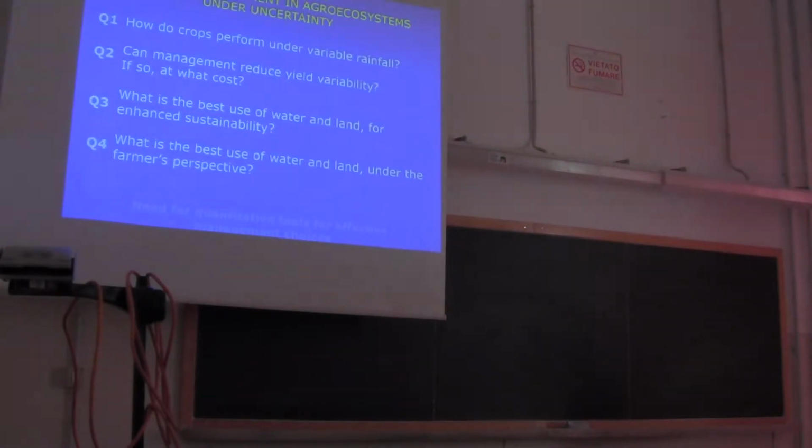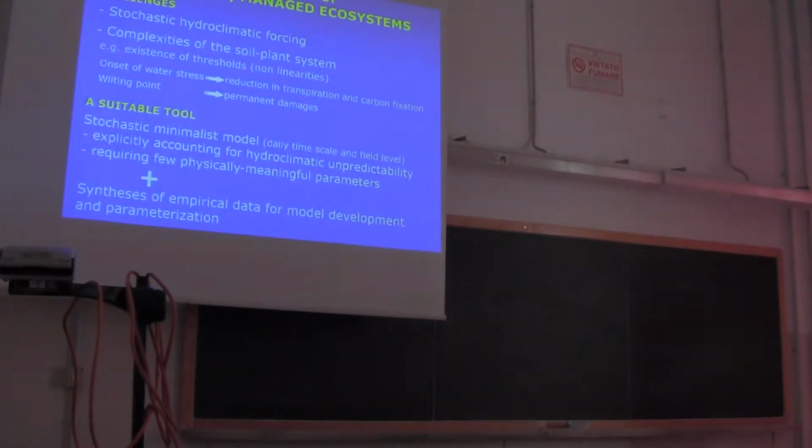Now, to answer these questions, definitely we need quantitative methods. And to develop these methods, these are basically the nuts and bolts of eco-hydrology. But we need to address a couple of challenges. One is the variability and unpredictability of conditions. I will be focused in particular on precipitation.